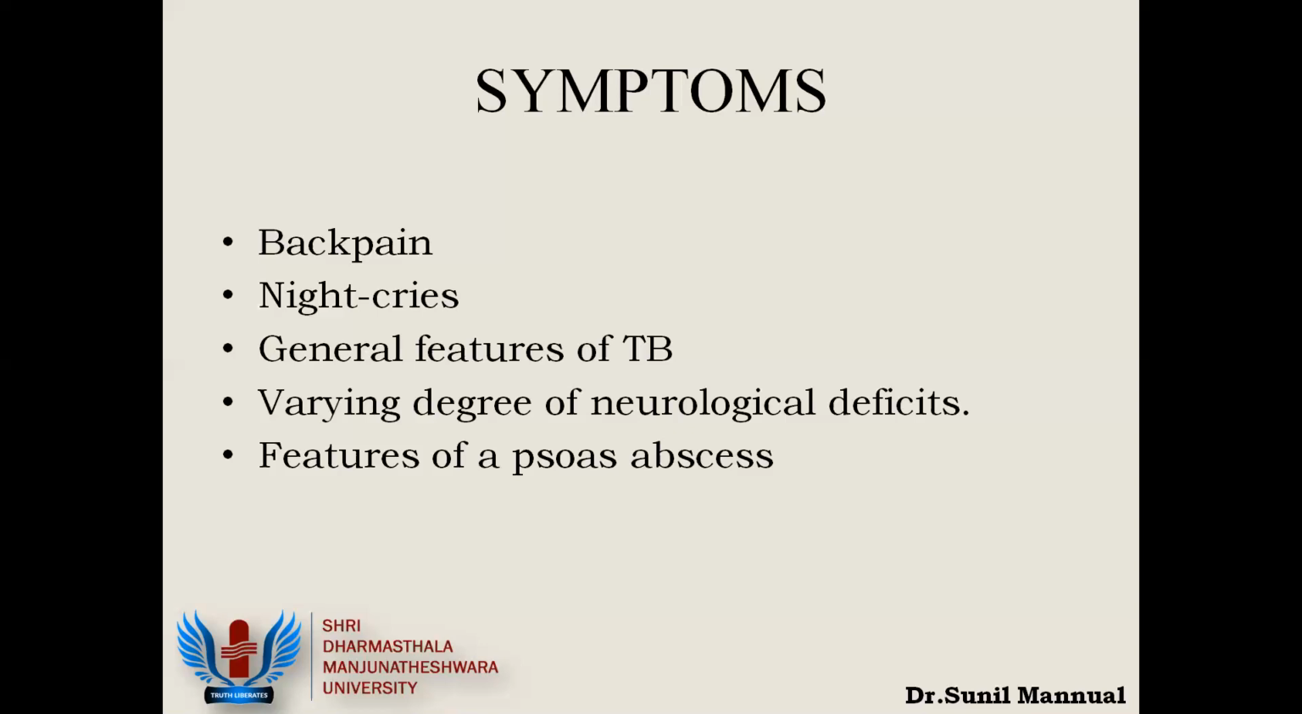Then you have all the general features of tuberculosis: lack of appetite, loss of weight, and things like that. A patient can present with varying degrees of neurological deficits, from clumsiness or difficulty while walking to severe paraplegia. And sometimes the patients can present with some features of psoas abscess. The most common feature that we see of psoas abscess is back pain again, and or abdominal pain. It is very difficult to identify psoas abscess clinically, unless it is pointing out from somewhere.